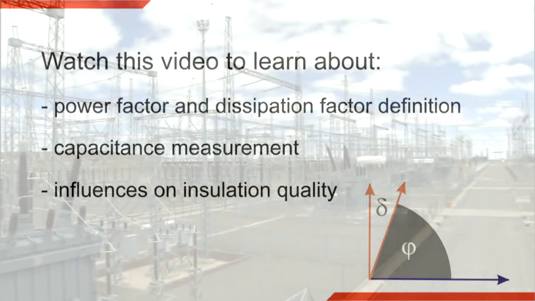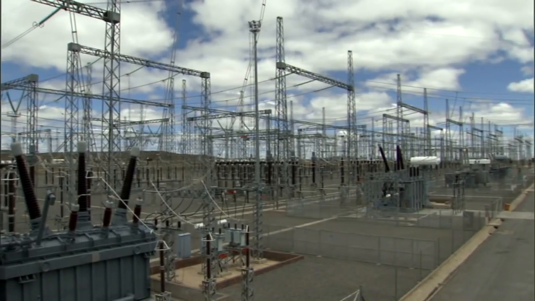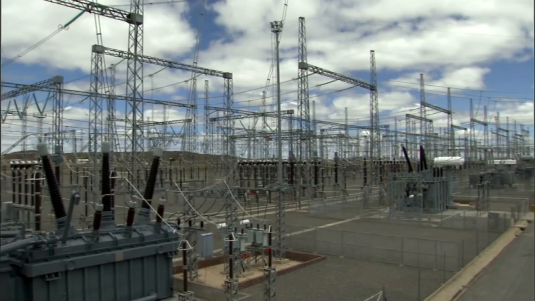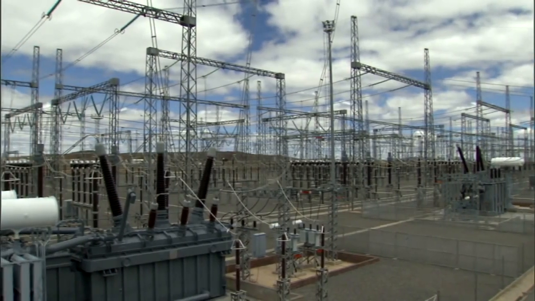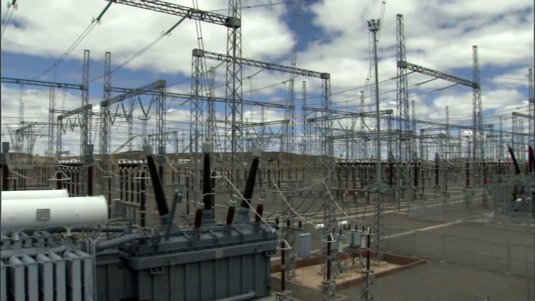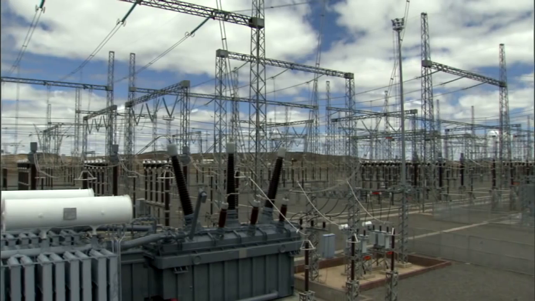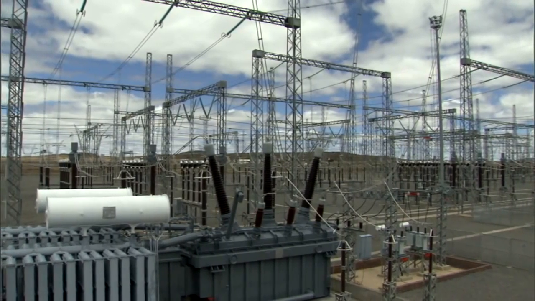The quality of the insulation in a power transformer can be directly measured. This measurement of the heating losses is commonly called dissipation factor or power factor. The smaller the dissipation factor or the power factor, the lower are the losses in the insulation, and so less energy is turned into heat.